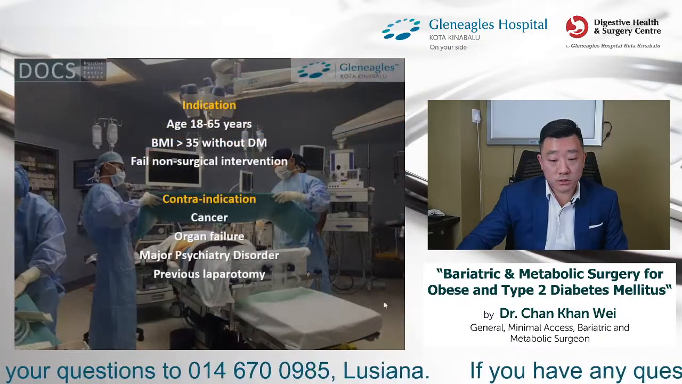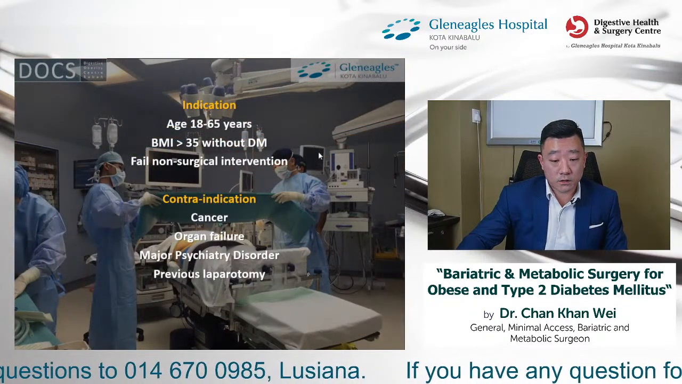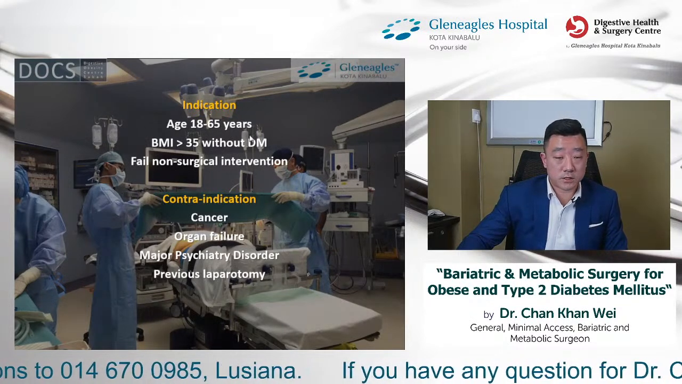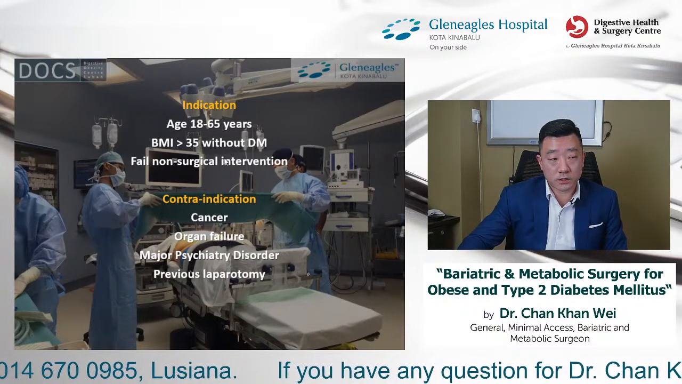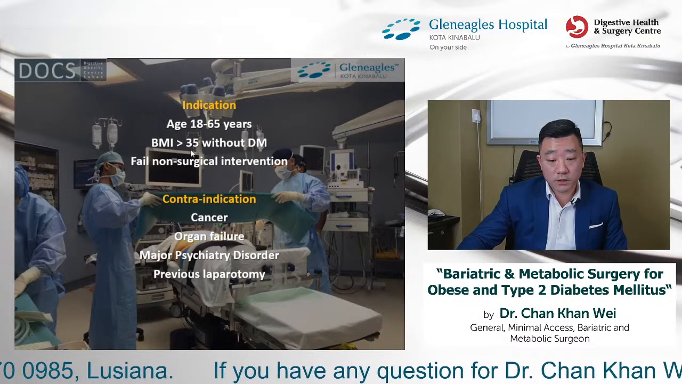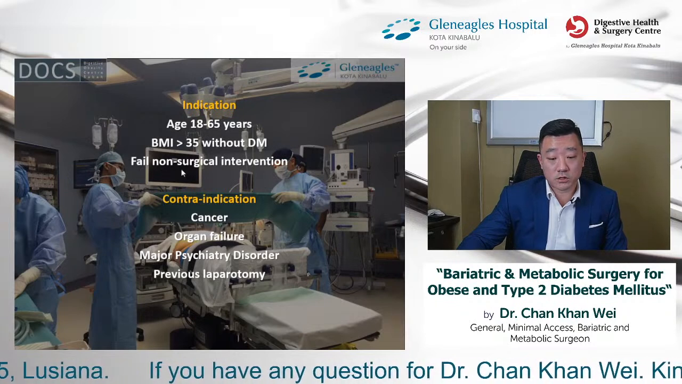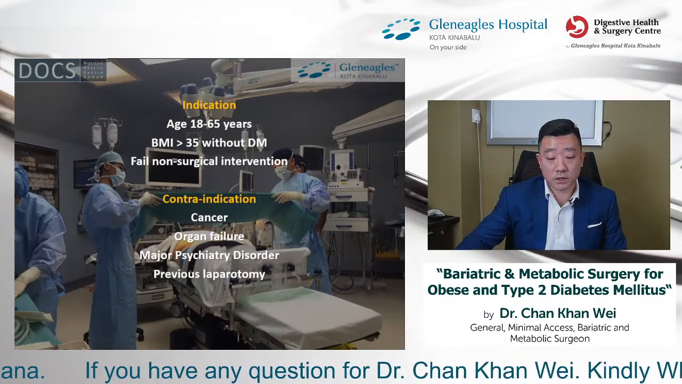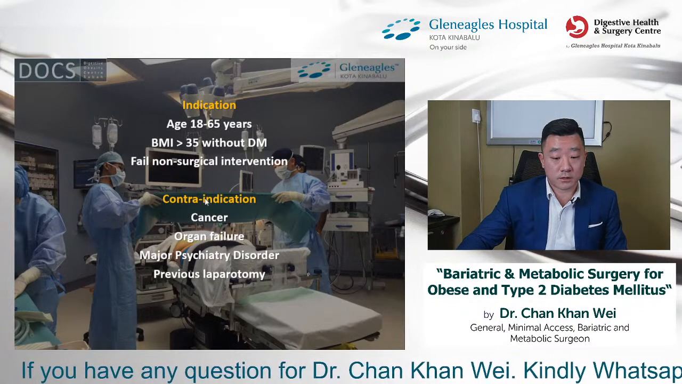So how do we prepare patients for bariatric surgery? Well, to be indicated, we only take adults aged 18 to 65 years old. Well, this is just a guideline. Sometimes the youngest patient we have here is actually 17 years old, and the BMI that we use is 35 and above without diabetes mellitus. And of course, if they fail non-surgical intervention, we give them about 3 to 6 months to try to modify their lifestyle, which is a good indicator of how they would succeed later after surgery.